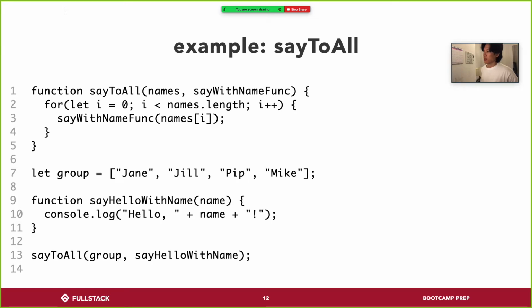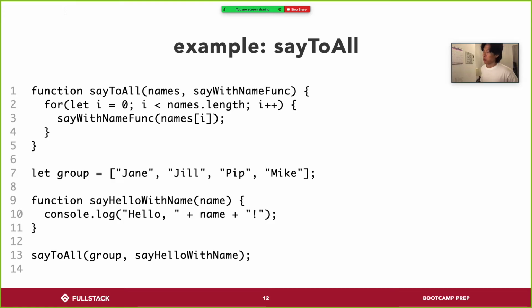All right, this is another example, a little bit of mapping and figuring out what function goes where. Basically we're passing say hello with name as a parameter into the say to all higher order function, which takes in say hello with name, and it's going to call that in that loop, passing it the name, which happens to be different items in a list, and it's just going to console log it out to the console.